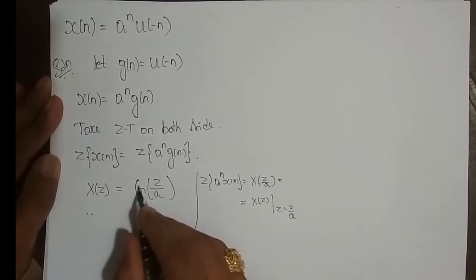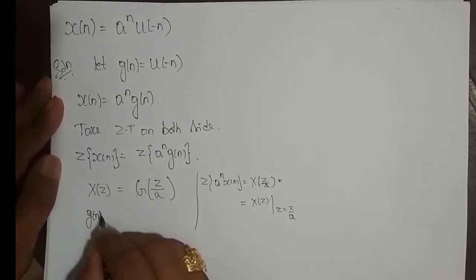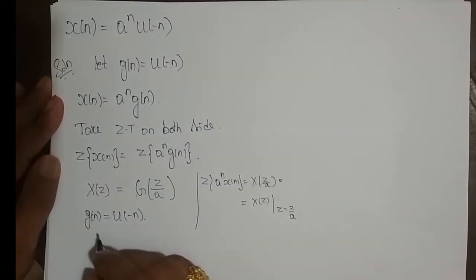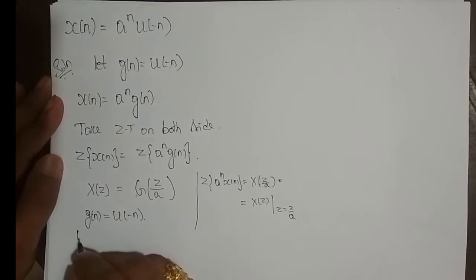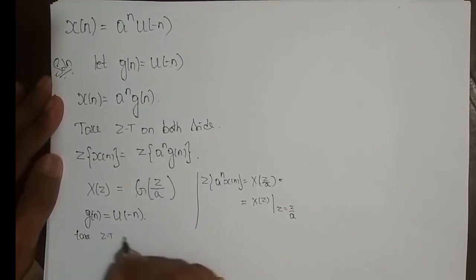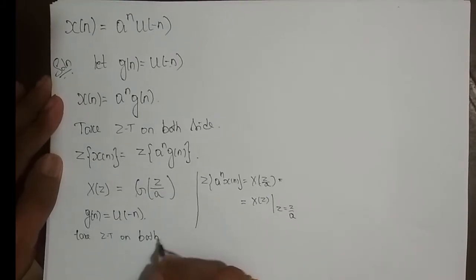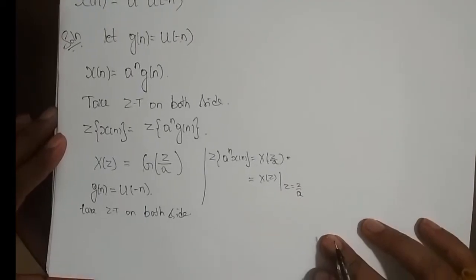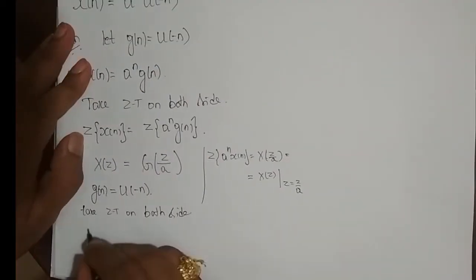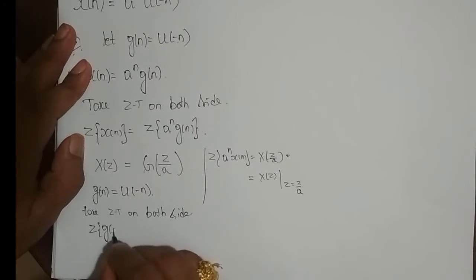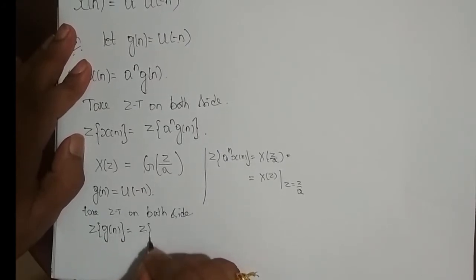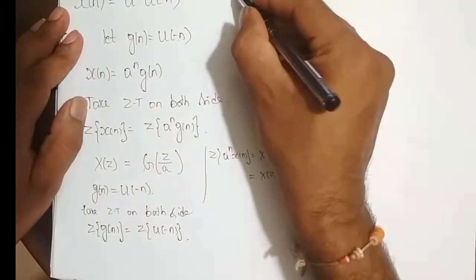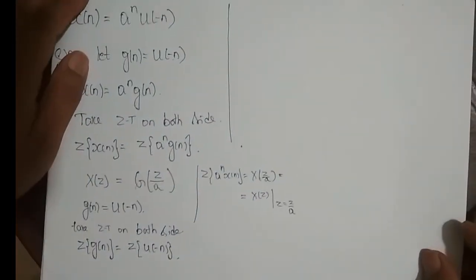In the next step, I am trying to get G of z here. So what is g of n? So g of n is equal to u of minus n. Okay, if I take z transform on both sides, here also take z transform on both sides, so z transform of g of n is equal to z transform of u of minus n. Okay, so I'll just solve from here.